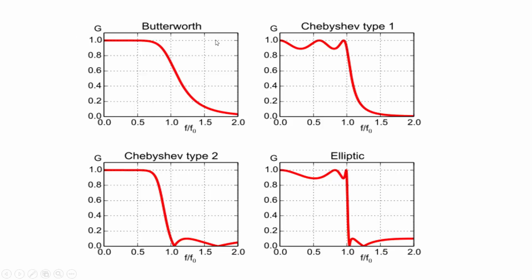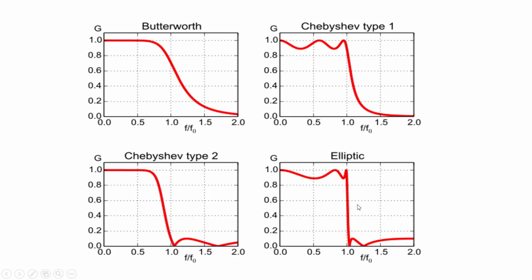Now we know that the frequency response of a Butterworth filter is maximally flat in the passband and is monotonically decreasing. Type 1 Chebyshev filters have ripples in the passband and are monotonic in the stopband. Type 2 Chebyshev filters are monotonic in the passband and have ripples in the stopband.